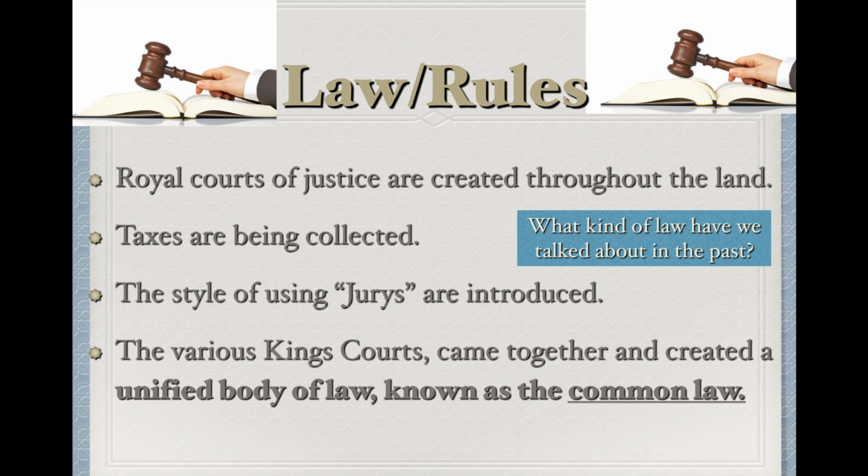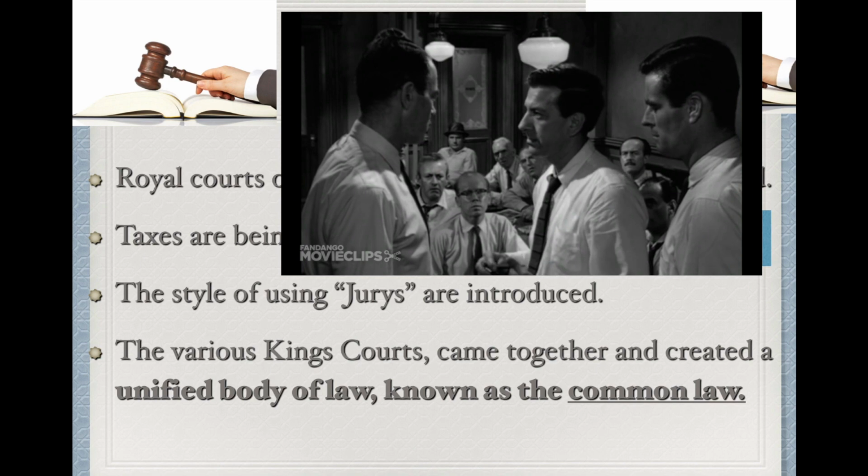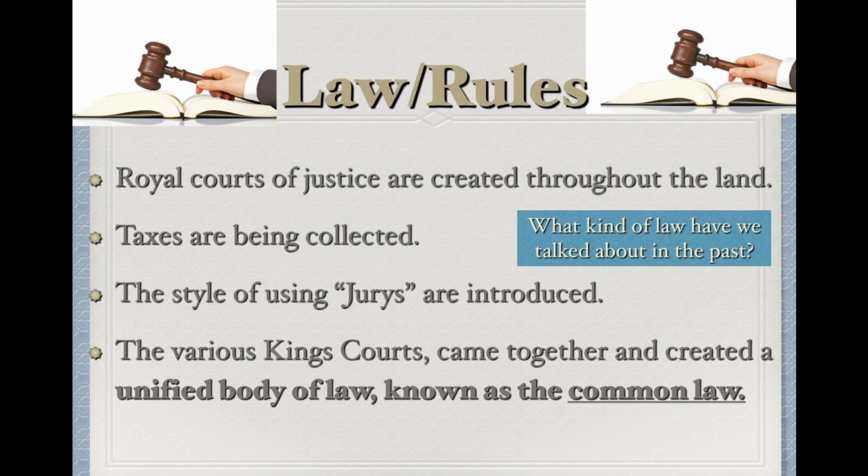During this time period, we also see some major changes happen that have major long-term effects. So, for example, we begin to see the emergence of royal courts. We begin to see taxes being collected. So they're beginning to run the area as a state, as opposed to little areas controlled by lords. And they introduced for the first time the style known as juries. So this is a system that countries like the United States use, where you have regular people come in and help come up with a decision in regards to whether or not someone is guilty or not guilty. It was also during this period where we see something known as the common law being created.